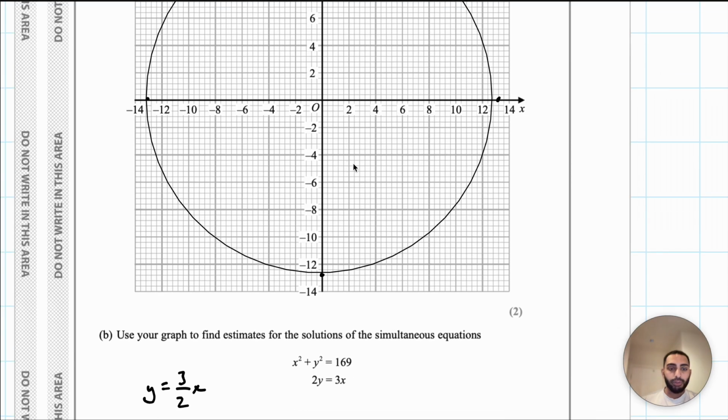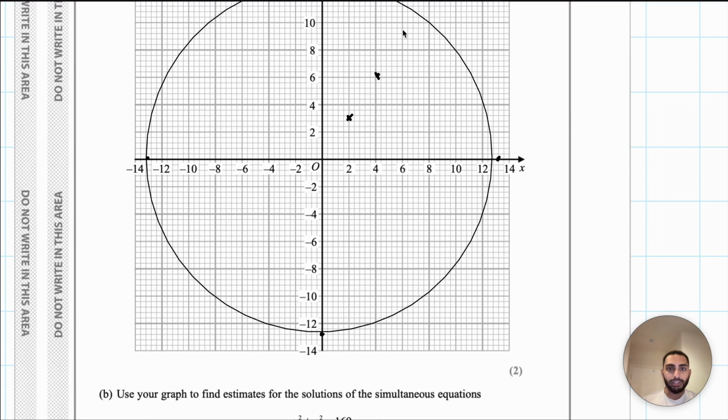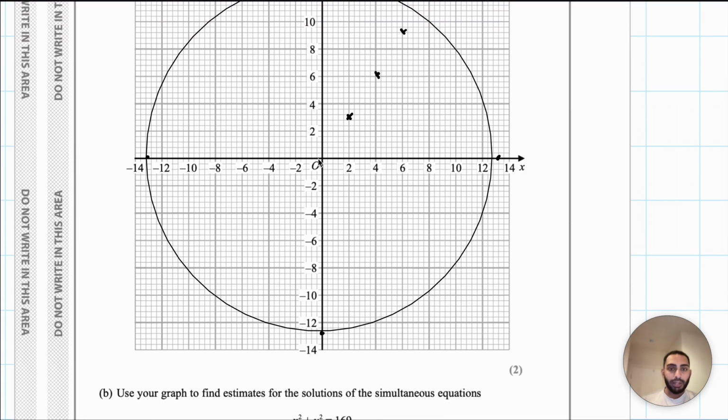So when x is 2, we need to multiply it by 1.5 to find my y value. So 2 multiplied by 1.5, 2 times 1 is 2, and 2 times a half is 1. So 2 add 1 is 3. Same here, 4 add half of 4 is 6. 6 plus half of 6, which is 9. I can do the same things in my negatives, so I've got 2 and 3, so negative 2, negative 3. Then I have negative 4, negative 6, and negative 6, negative 9. So really you only need 2 or 3 points and then you can draw your line, but it's just useful to get a few.